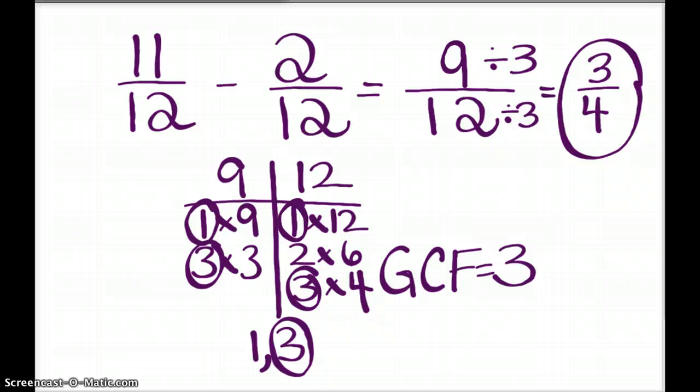Remember, you're trying to get your numerator and denominator as small as possible. If when you make your t-chart the only common factor that you have is 1, then you know that your answer is already in simplest form.